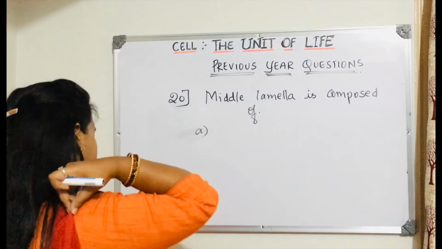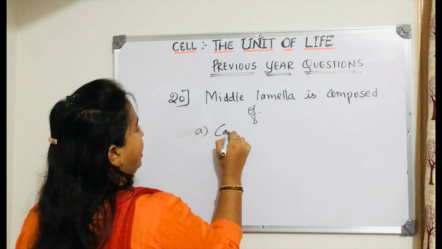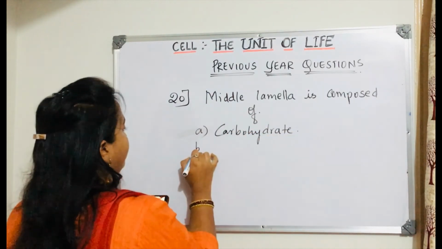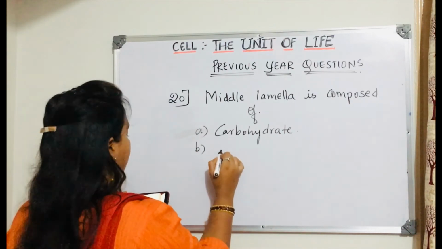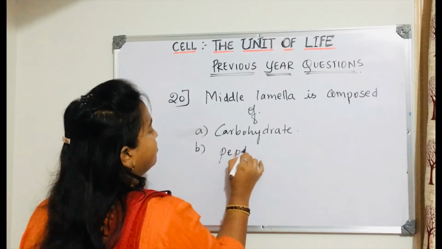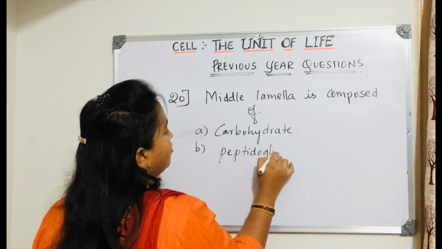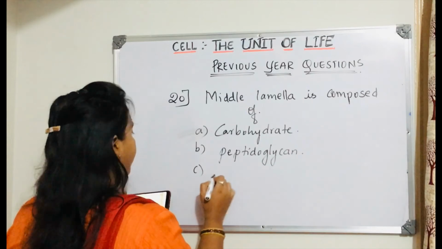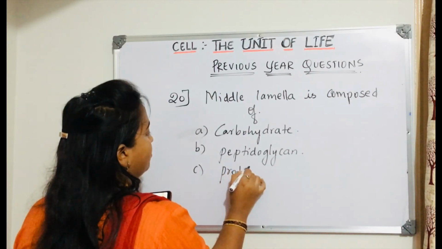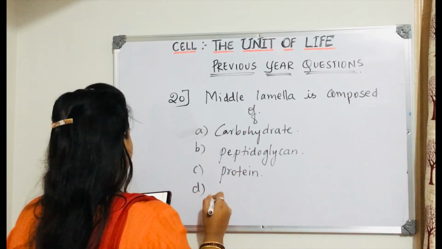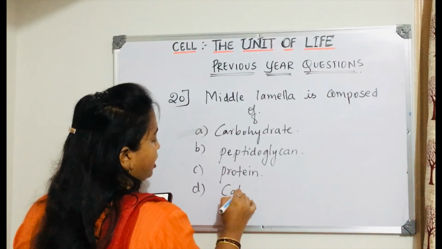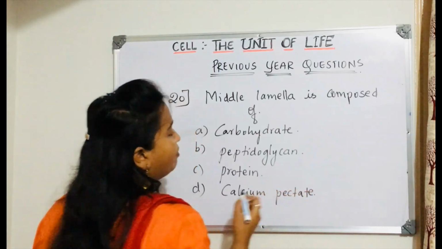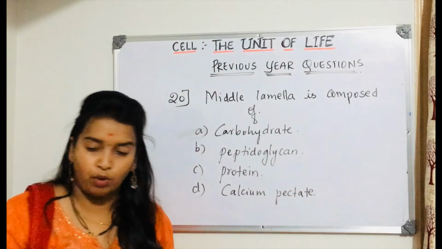So A is carbohydrate, B is peptidoglycan, C is protein, D is calcium pectate. Hope you remember all the previous classes that we had done.